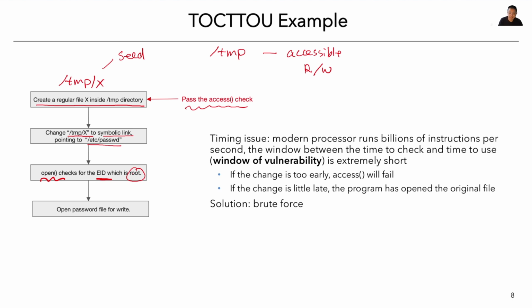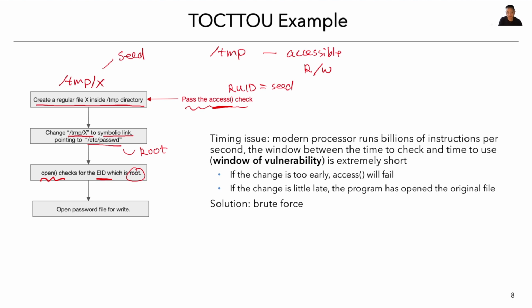So notice the timing is very important here. For example, if you changed /tmp/x to the symbolic link before the access, the access would fail, right? Because it's a symbolic link to the protected file, which is owned by root. But the access will check against the real UID of seed.